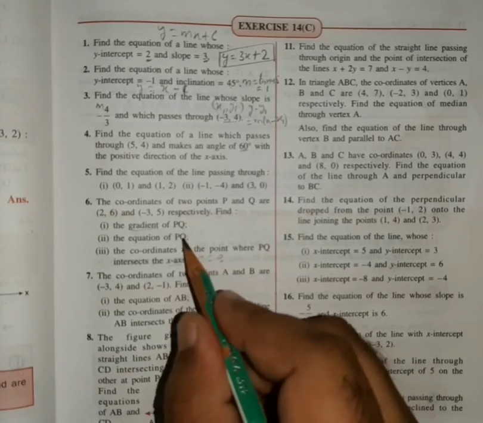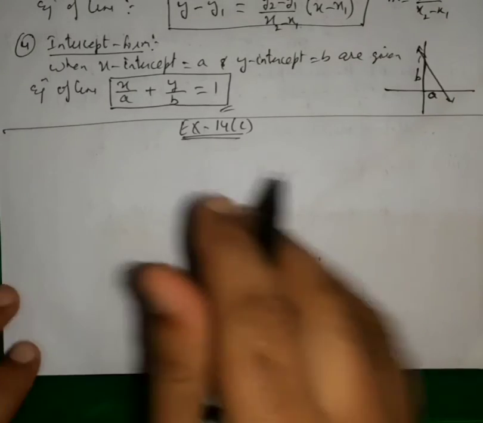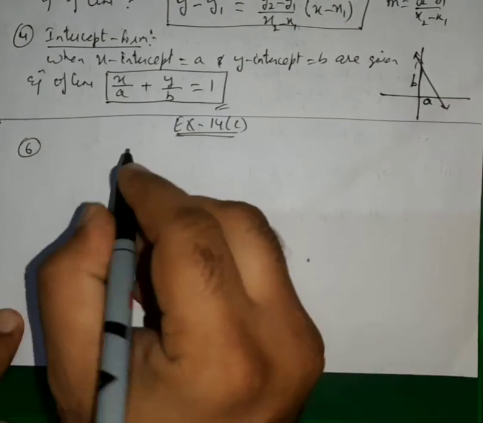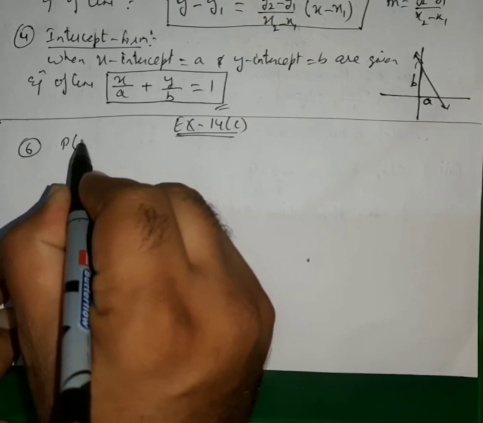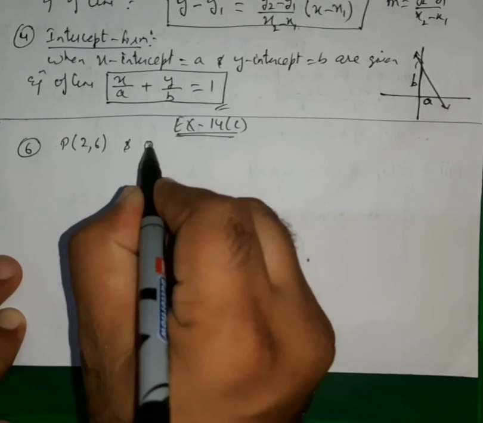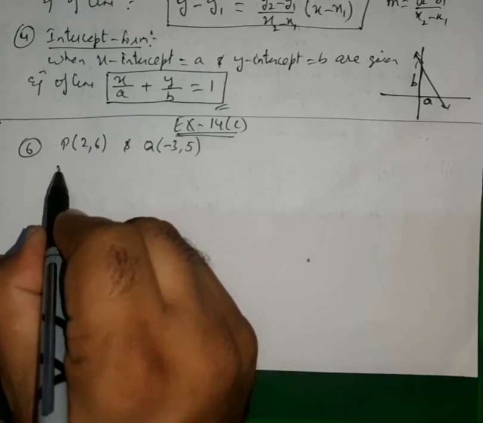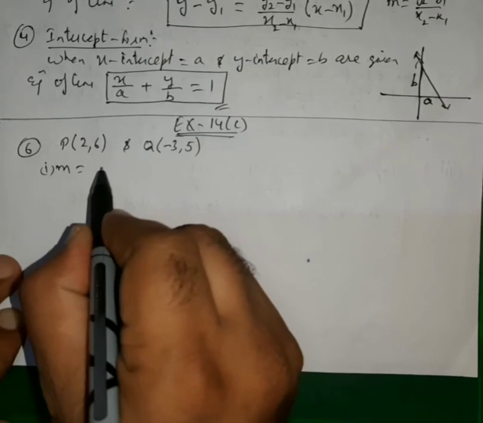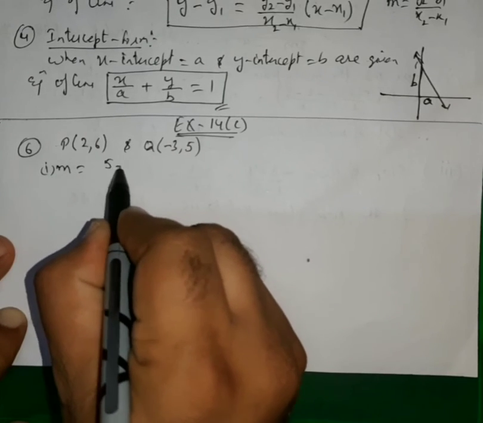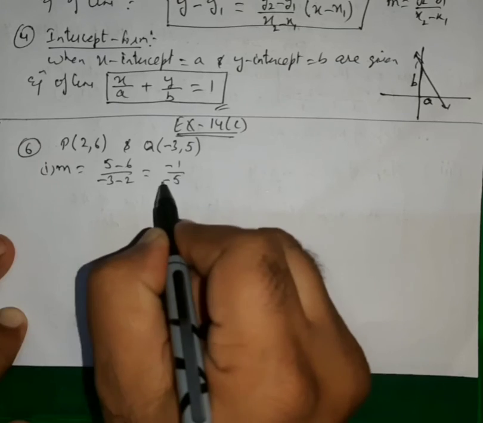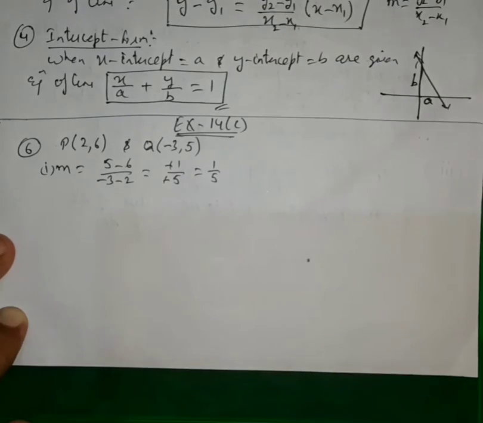So for this, let us first find the equation. So now I'm talking about question number 6. The 2 points are, point P is given as (2, 6) and point Q is given as (-3, 5). So here m or gradient for the first part. So gradient of PQ is equal to (y2 minus y1) over (x2 minus x1), so (5 minus 6) over (-3 minus 2). So this will be -1 over -5. So that is equal to 1 over 5.